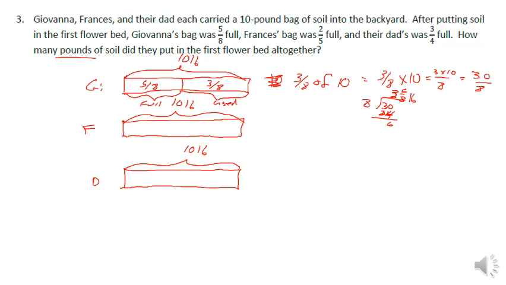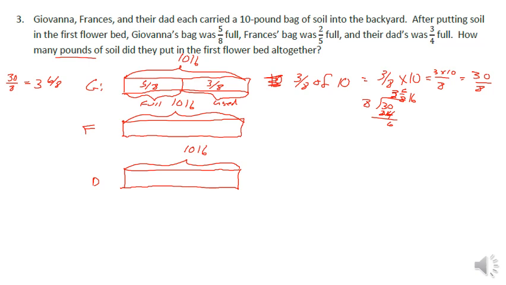So we can come over here and we know that he put 3 and 6/8. I'm not going to simplify it or anything because I don't know where I'm going to end up as far as having to add fractions yet. And for that matter, I could have kept it at 30/8 also. Okay, let's try Francis.